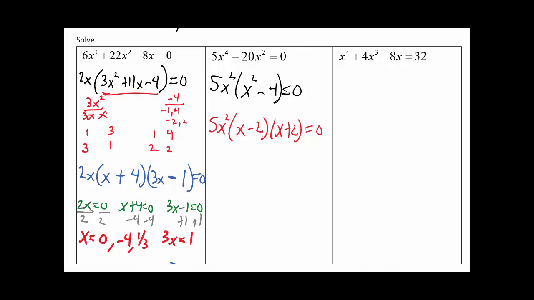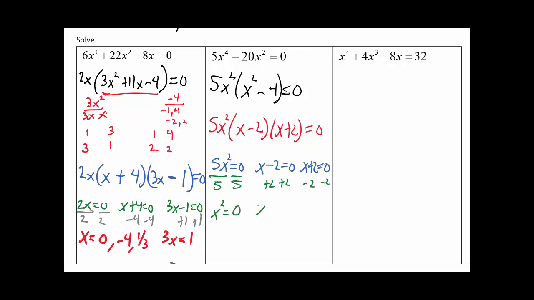Alright, then I can set each of my expressions equal to 0 and solve. So I got 5x squared equals 0. I've got x minus 2 equals 0. And I've got x plus 2 equals 0. Okay, so here if I divide by 5, that'll get that done. Here I want to add 2, and here I want to subtract 2. Well, I get x squared equals 0, x equals positive 2, and x equals negative 2.